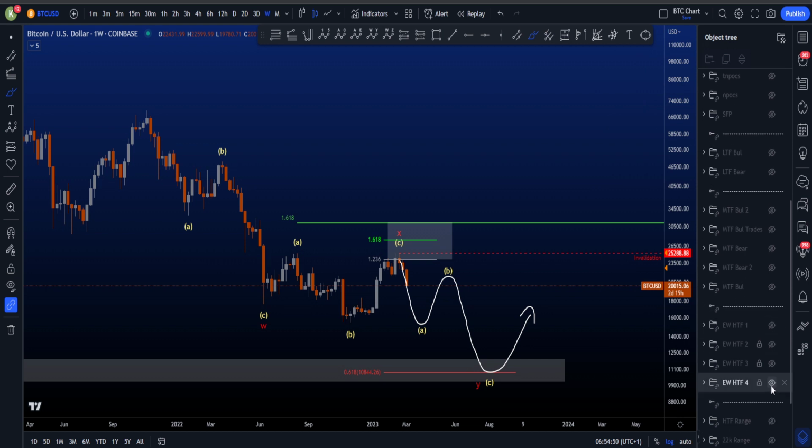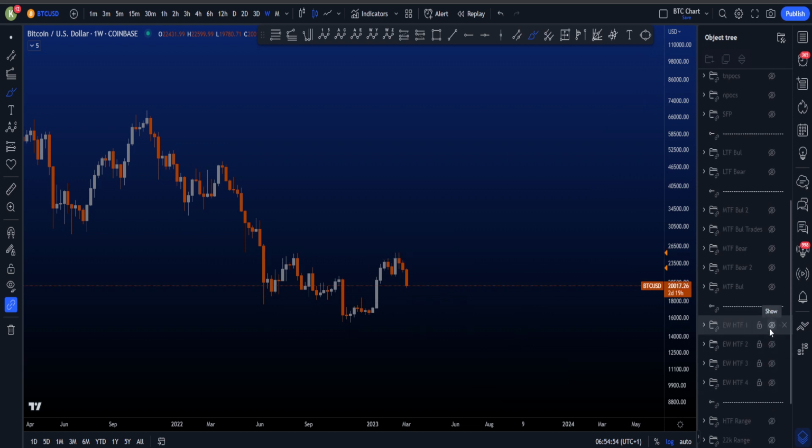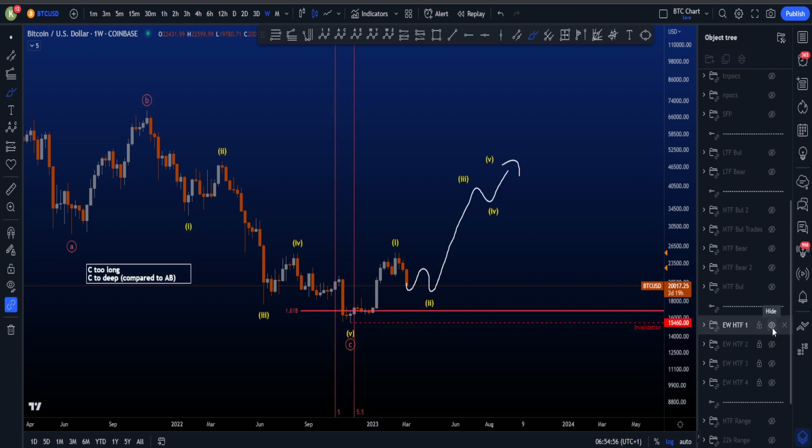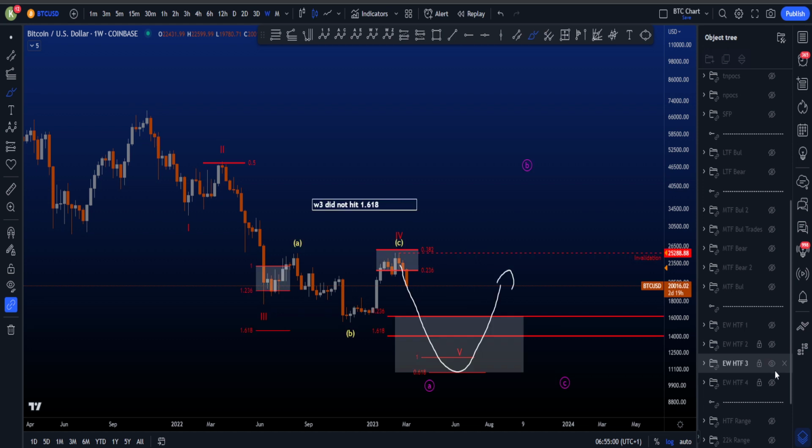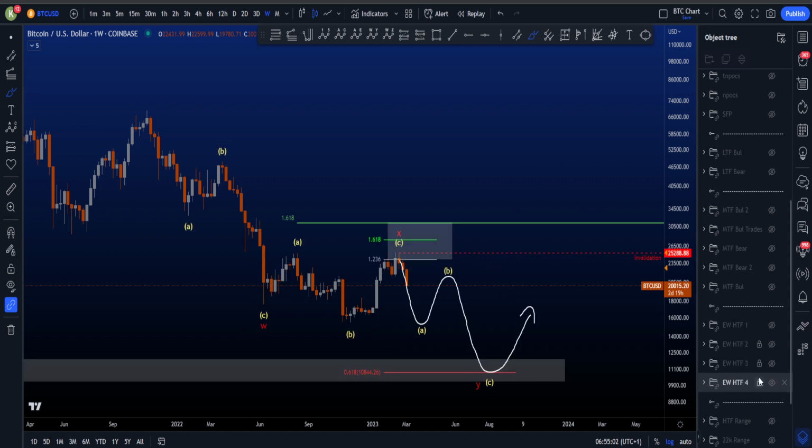So from most likely to most unlikely, or basically from most unlikely to most likely, this is the most unlikely scenario, second most unlikely scenario, the third most unlikely scenario, and then my preferred and most likely scenario.